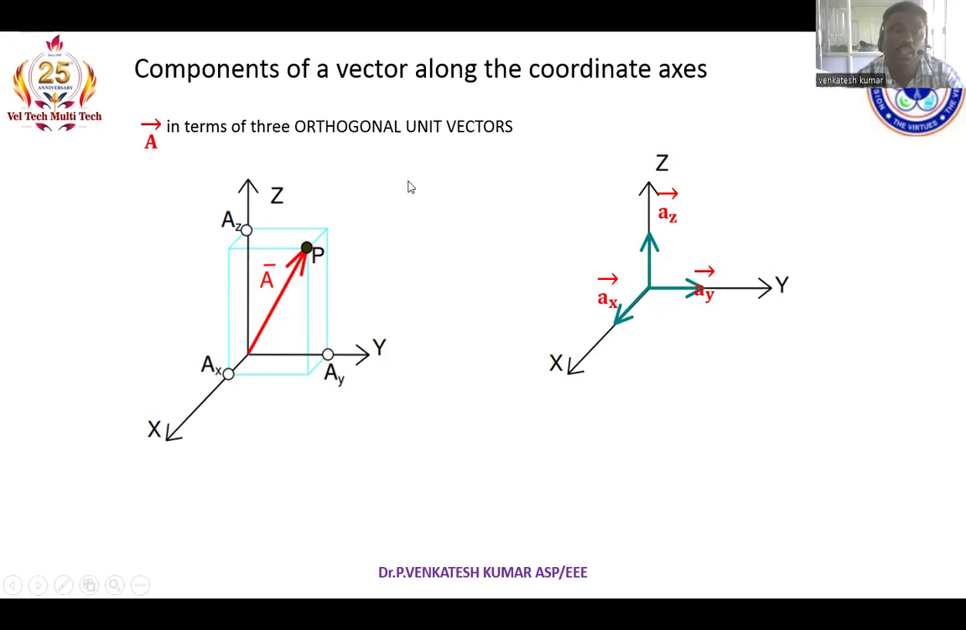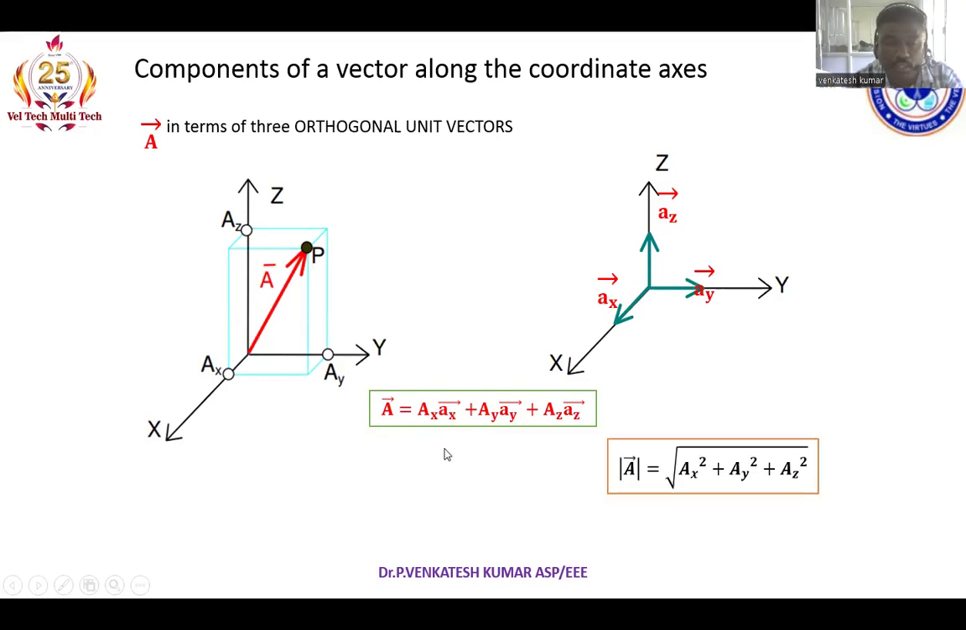So how do we solve for the unit vector? Normally A vector is equal to Ax, the magnitude in the x direction, for example 10 newtons or 10 volts, in direction ax, plus Ay into ay vector. This is a magnitude, and the direction in which this magnitude is moving. Likewise Az into az vector. In this A vector, we want to calculate the unit vector.